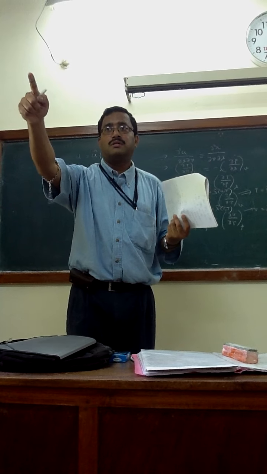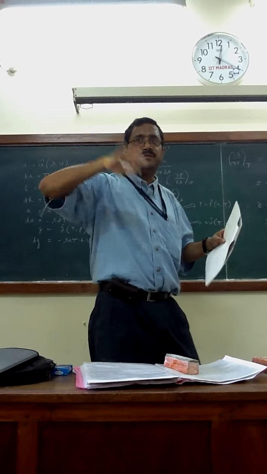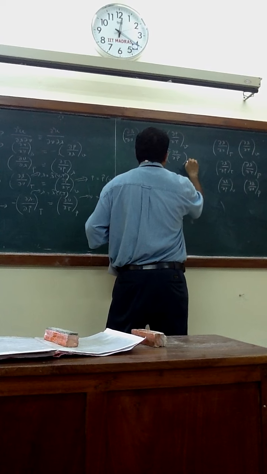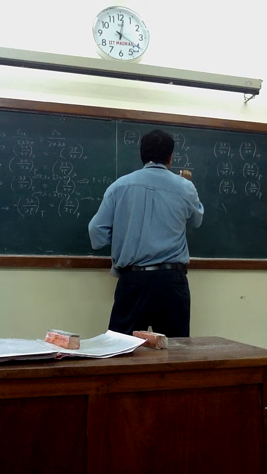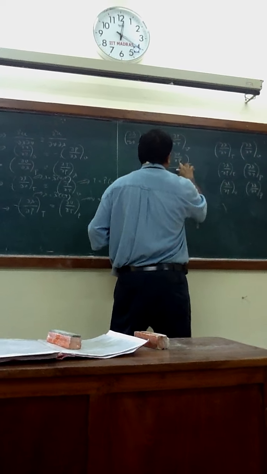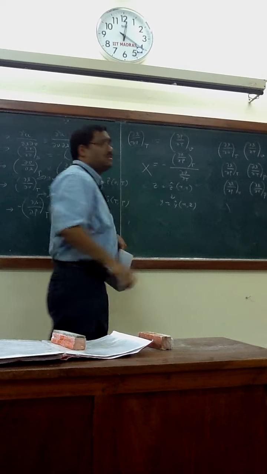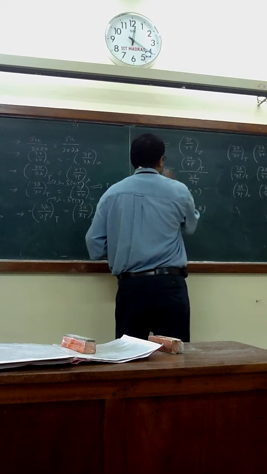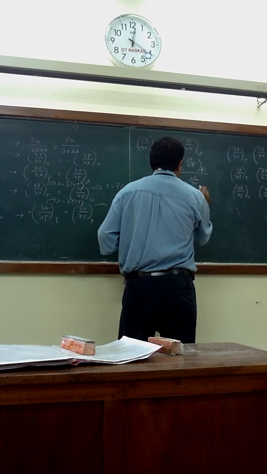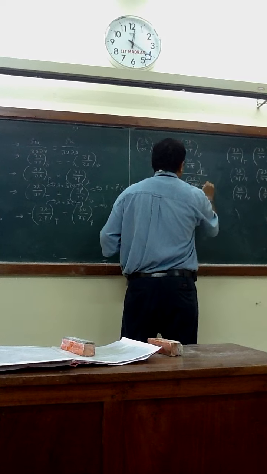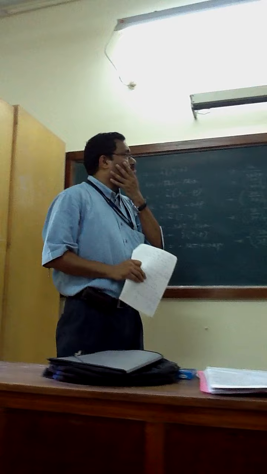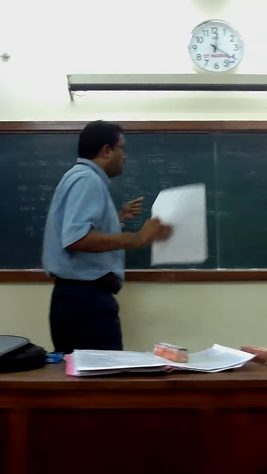Dou V by dou P at constant T divided by dou V by dou T at constant P. Just slowly, please, because I am not that fast. Is it correct? Is it the reverse? Dou V by dou T at constant P, dou V by dou P at constant T. That gives beta. Okay, so this is obtained from this.